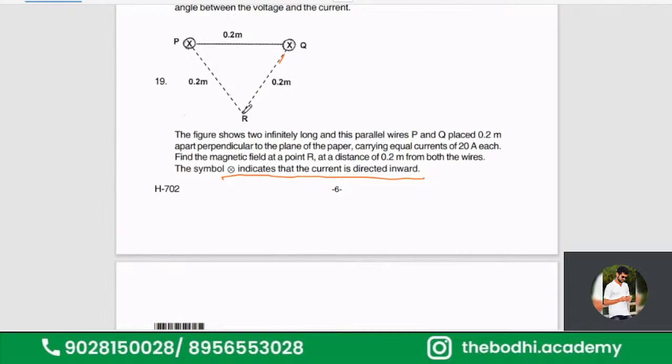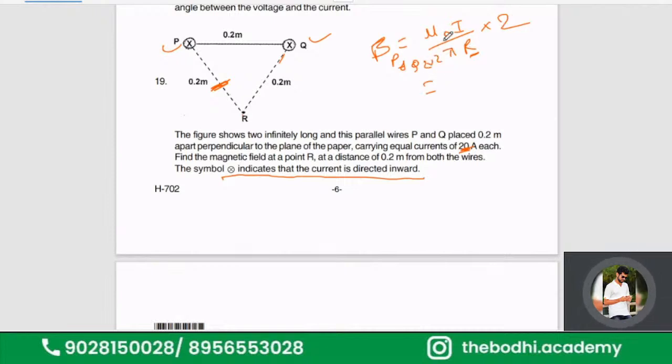So at point R, this will contribute and this will contribute. The magnetic field is given by mu naught I over 2 pi R. And if they are at the same distance, that means R is the same for both. And the current is also the same for both. So both will contribute the same amount. So I can just multiply by 2, because due to P and due to Q it is going to be the same, same current and same distance.